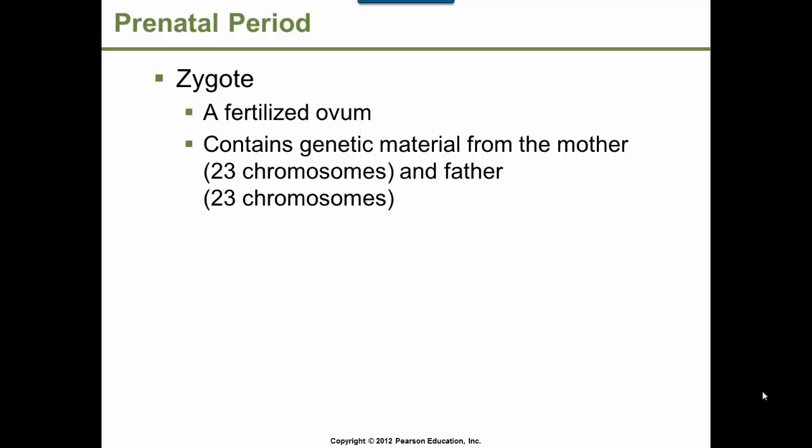Zygote is the term used to describe a fertilized ovum. So after a sperm enters the egg, it's considered a zygote. So the zygote would contain the genetic information both from the mother and the father. So it would contain the 23 chromosomes from the mother and the 23 chromosomes from the father.